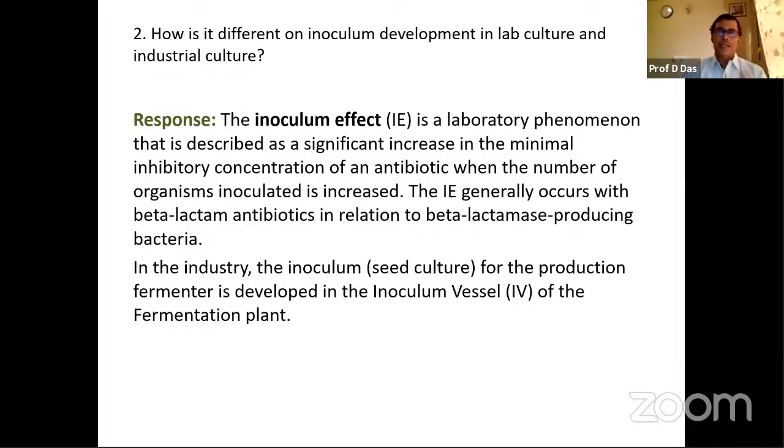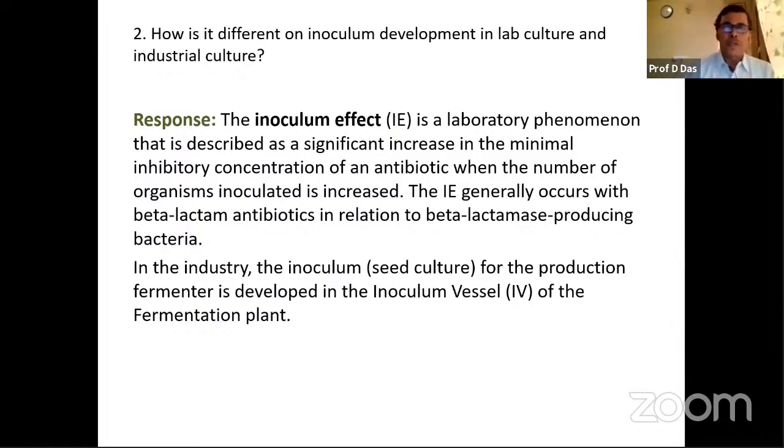this seed culture, usually we have a seed tank that has a capacity of 10 liters. Through research and development we find out what the concentration of live cells in the seed tank should be, that we take to the fermentation plant, and then aseptically we transfer it to the inoculum vessel with the growth media.